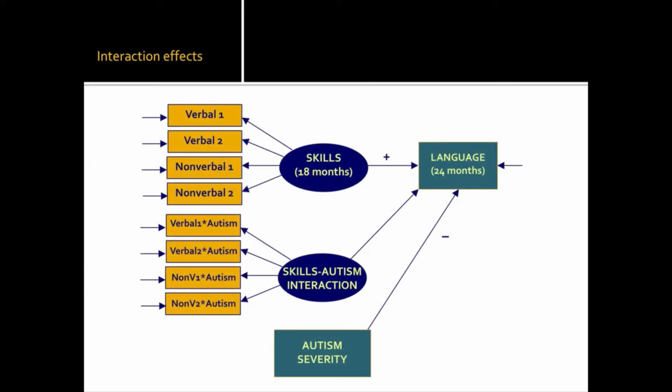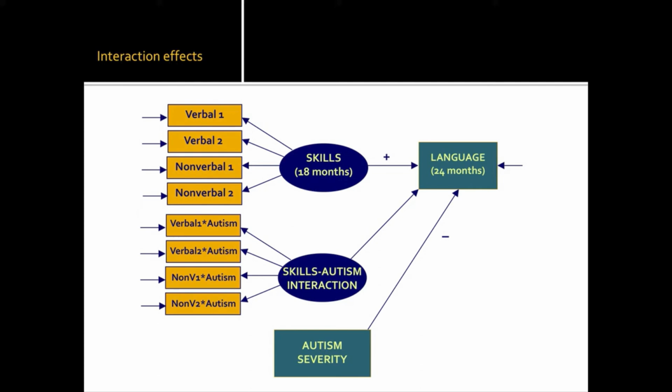So we're really creating 2 latent variables here, and we're starting with 1. The one that we started with, I just described, was the skills at 18 months, a latent variable with 2 verbal and 2 nonverbal skills. Then we have this skills autism interaction. What we're doing here is the same thing we just did, but we have 4 indicators, 4 measured variables representing skills. So that's like 4 multiplications now. Autism severity is sitting there by itself as part of our model. That's our moderator, the second IV that's interacting with the first one.